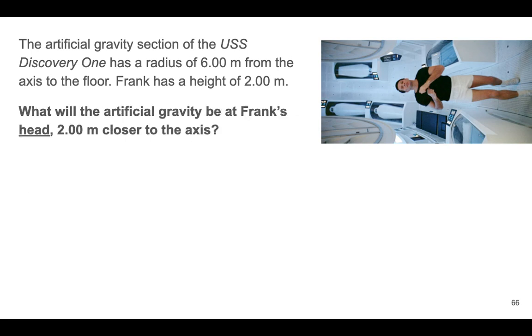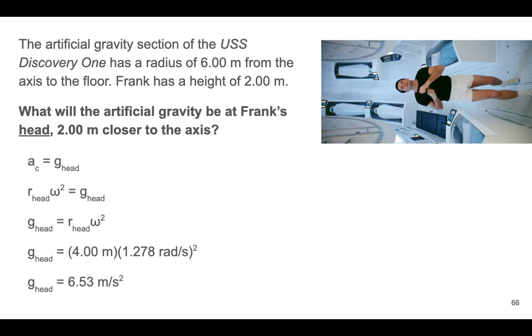Now the second part is, if we do this, what will be the artificial gravity at Frank's head, which is 2 meters closer to the axis? Well, if this ship has a radius of 6 meters and Frank's feet are 6 meters away from the axis, but his head is 2 meters closer, that means his head is going to be 4 meters away from the axis. So now we're going to plug this in.